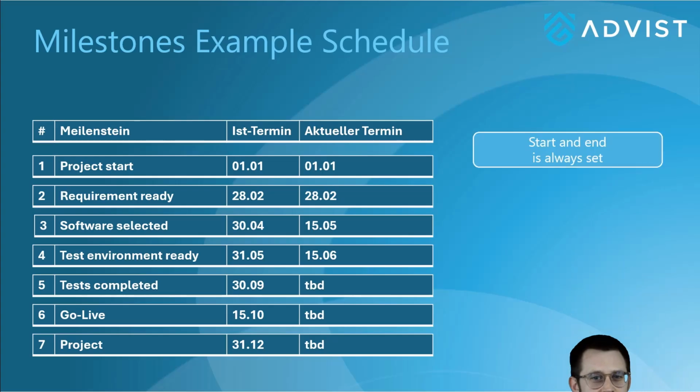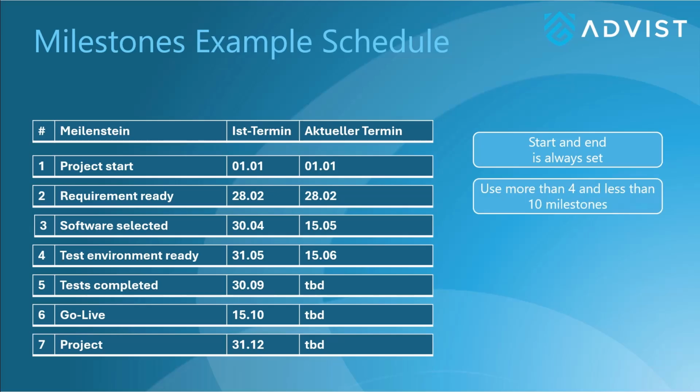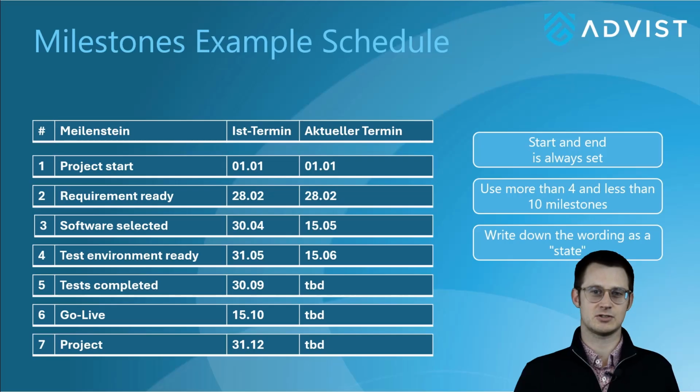Finally, here are 3 tips to help you present and formulate the milestones. Start and end is always set as a milestone. Use more than 4 milestones, but usually less than 10 milestones. And last but not least, always write down the milestones as a state. For example, as seen on the left side of our example, the software is already selected, so the milestone is always clearly measurable and clearly delineates when it is really reached.